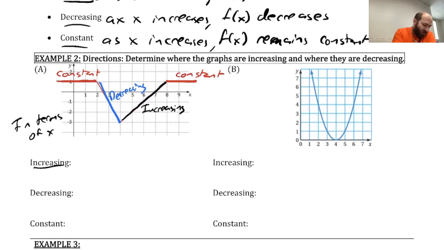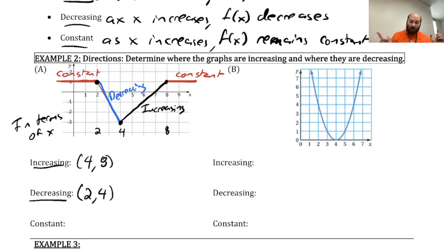So increasing starts here and ends here. The x values are 4 to 8. So what I would write is (4, 8). It looks like a coordinate pair, but it's not. It's not 4, 8 like an x and y. It's going from 4 to 8 when it's increasing like this. It's decreasing here to here. So in the x direction, it is 2 to 4. So we write it this way.